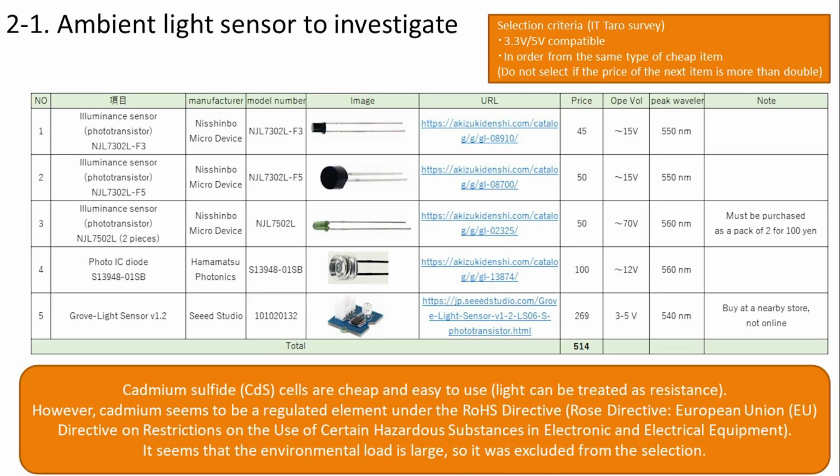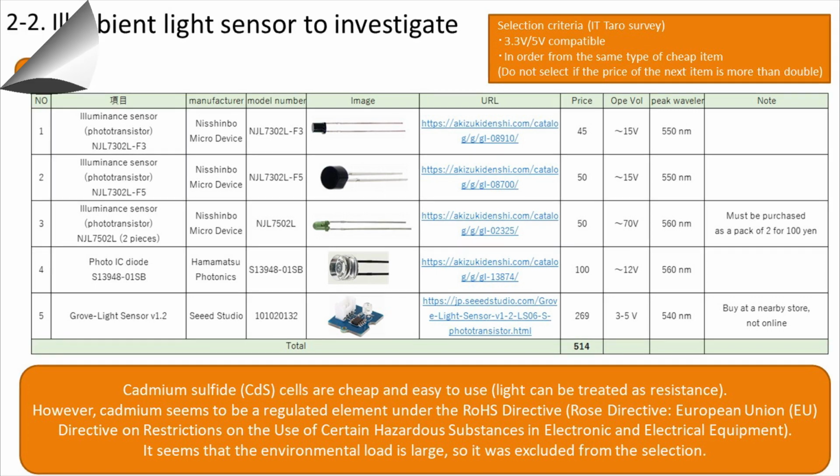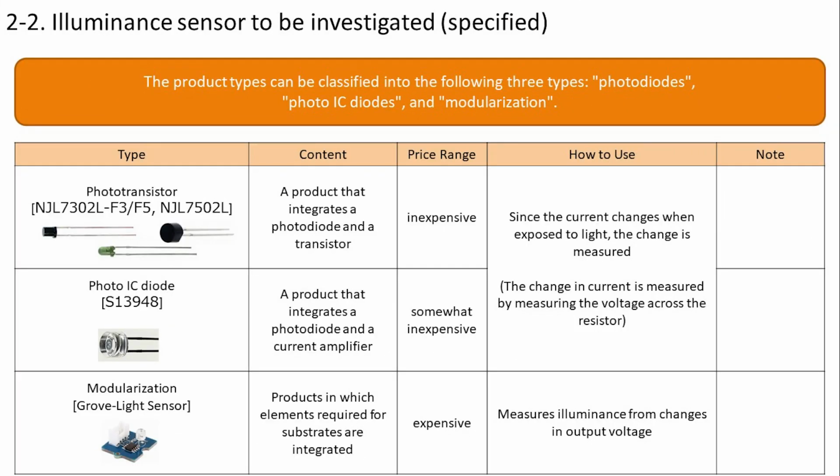Move on. This time, it will be a list of sensors to be investigated. It's cheaper to use an overseas mail order site, but I don't use it because there are imitations even with the same model number. We research and select reliable sites and shops of Japanese and overseas manufacturers. Products that support 3.3 volts and 5 volts are selected in order from the cheapest of the same type. However, CDS cells are excluded. Cadmium seems to be a regulated element in Europe. We think that we should avoid using items that have a large environmental impact, so we excluded them from the selection.